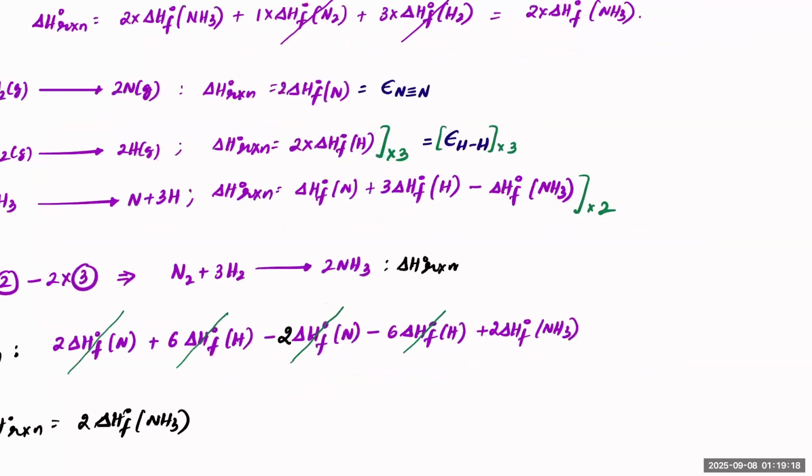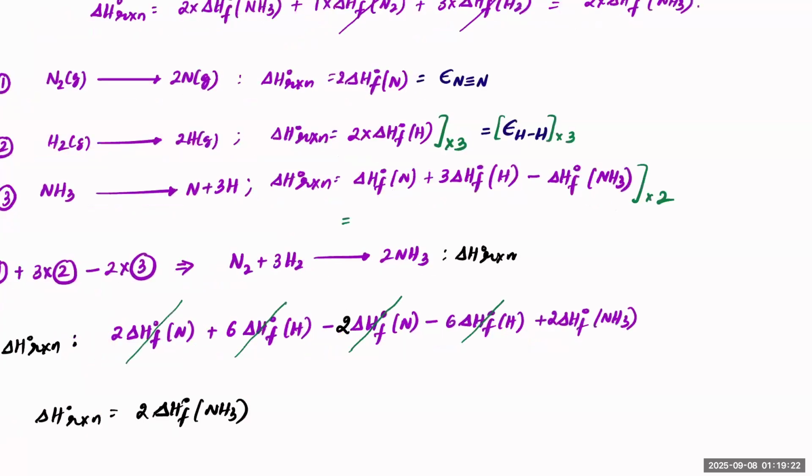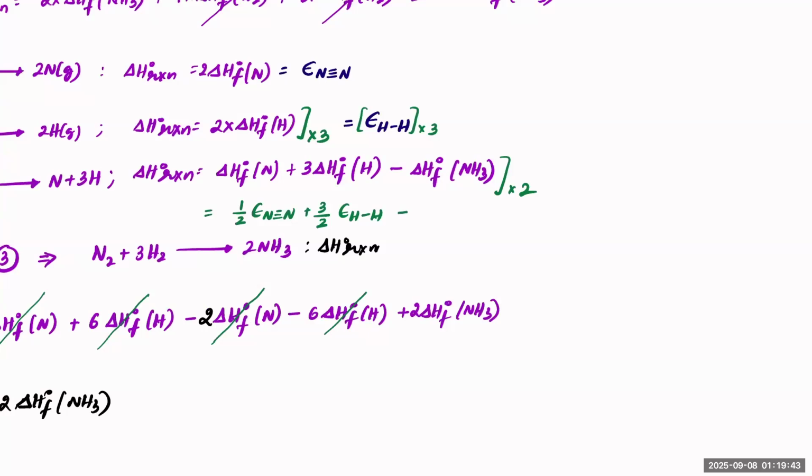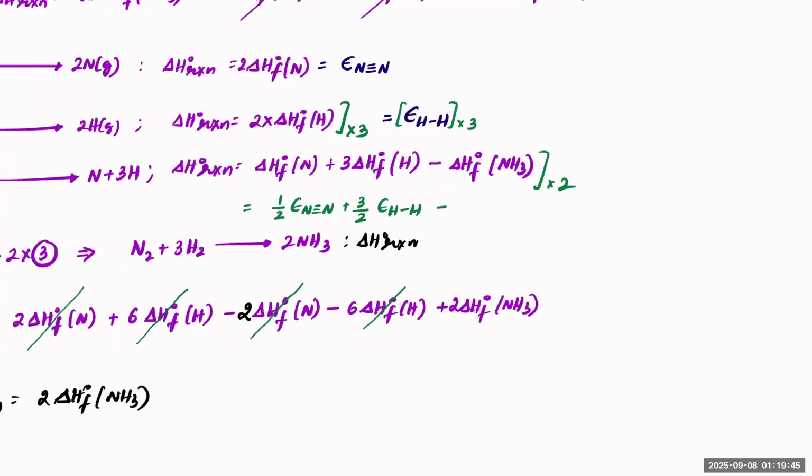And lastly, what about here? Now this will become half of epsilon N triple bond N plus 3 by 2 times epsilon H single bond H, that minus, what about the N and H bond here? I can write this as, you know how many bonds we have? 3 bonds. 3 bonds of epsilon, okay?